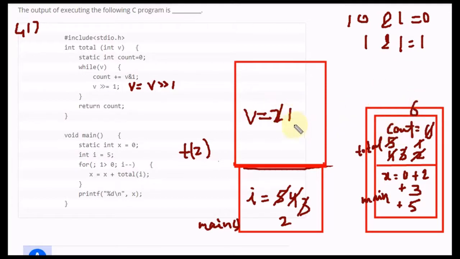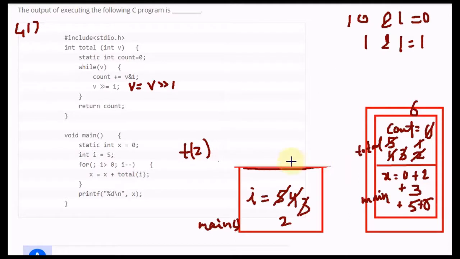Okay, so after that this will be decremented after right shift, and this condition is false, then our count will be returned to this main function. Okay, and will be added in here. So what is the value of count? That is 6, so 6 will be added in here. So after this our t2 function will be popped out from the memory.